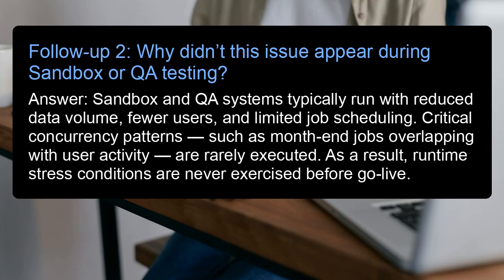Follow-up 2. Why didn't this issue appear during sandbox or QA testing? Answer: sandbox and QA systems typically run with reduced data volume, fewer users, and limited job scheduling. Critical concurrency patterns, such as month-end jobs overlapping with user activity, are rarely executed. As a result, runtime stress conditions are never exercised before go-live.